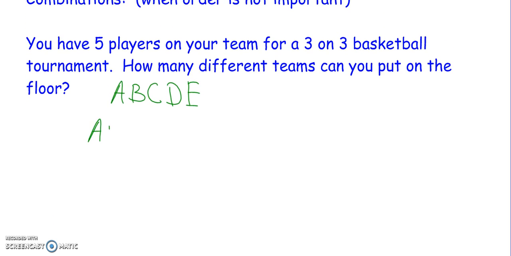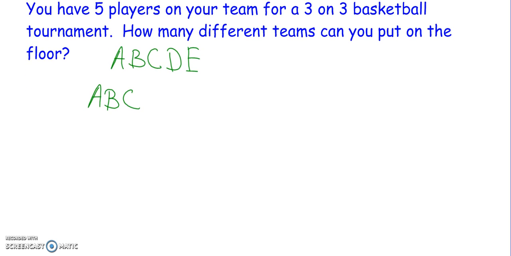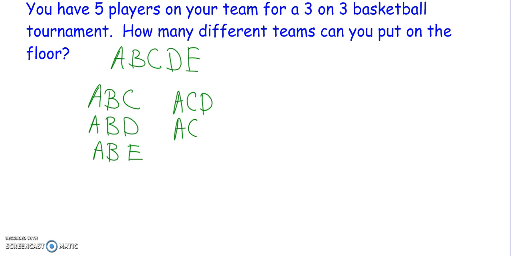Now, A, B, C is a possible team. But the problem is, I couldn't write BAC because that's the same team. All right, so switching the order of those 3 is not going to be considered a different team because having the same 3 people out there is still the same team. So let's do A, B, D. That's a different team. A, B, E. That's a different team. All right, how about we'll do A, C, D, A, C, E. How about A, D, E?